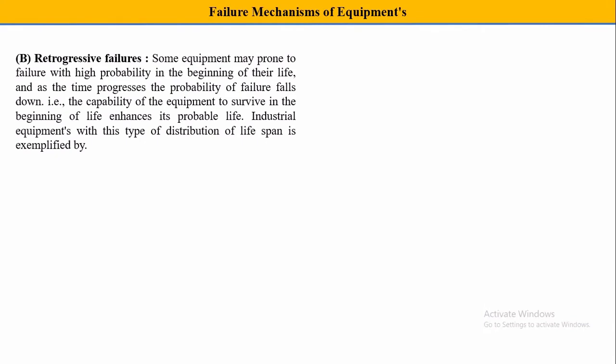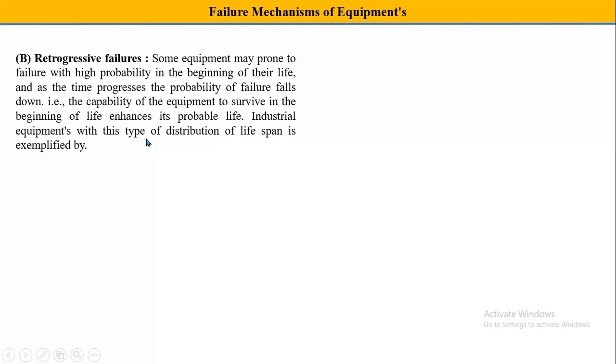retrogressive failures. Some equipment may be prone to failure with high probability in the beginning of their life. Means there are certain equipments which have a huge chance of failing in the beginning of their life. And as time progresses, the probability of failure falls down. As the time goes by, the probability of failure keeps on decreasing. The capability of equipment to survive in the beginning of life enhances its probable life.